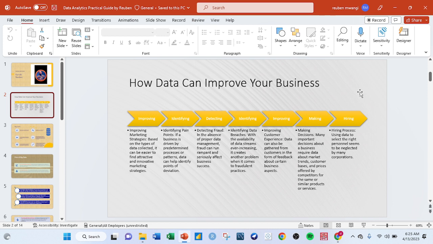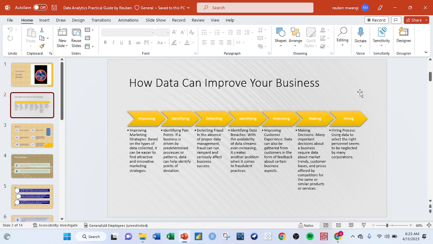Before we even get started on big data, I want us to see how data can improve your business, or maybe your workplace. In this case we're talking of business. So number one improvement that we are going to talk about is improving marketing strategies.